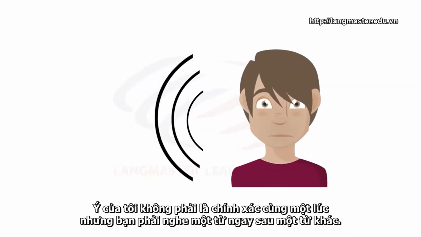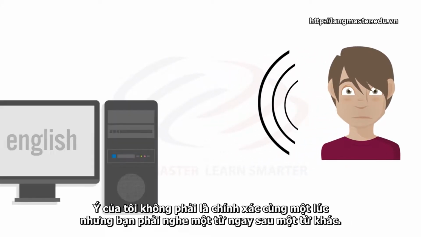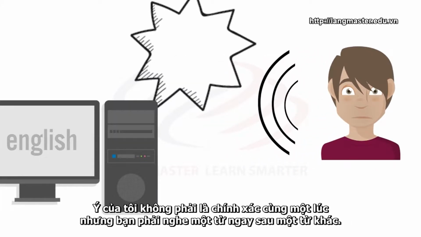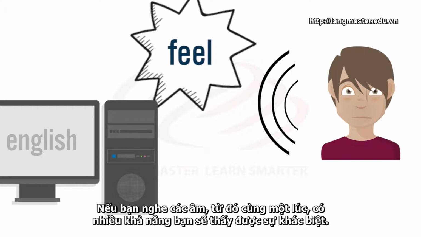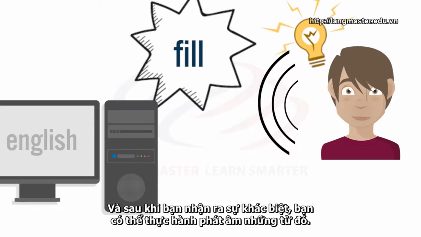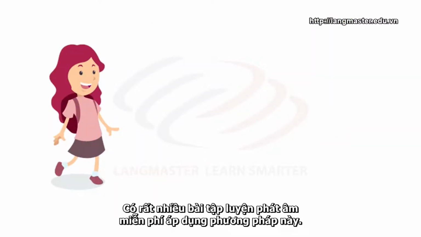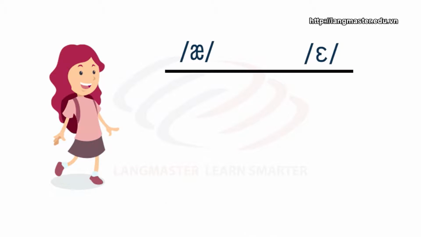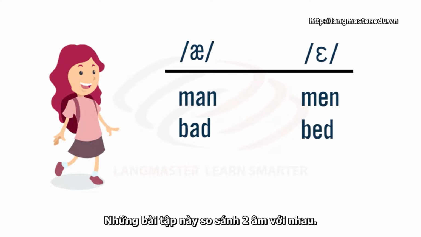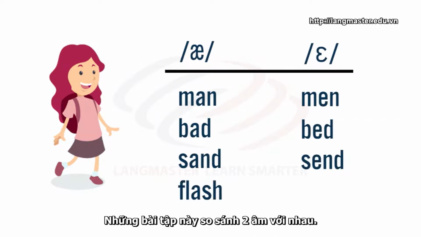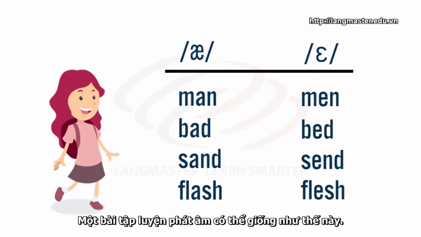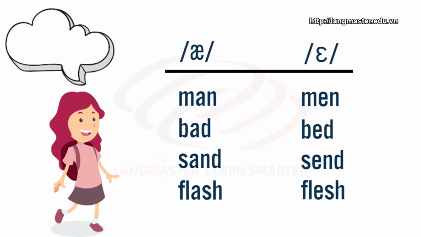I mean, not exactly at the same time, but you listen to one word immediately after the other. If you hear those words at the same time, you are more likely to notice the difference. And after you've noticed the difference, you can then practice pronouncing those words. There are many free pronunciation exercises that apply this idea. These exercises contrast one sound with another. And here is what such an exercise might look like.